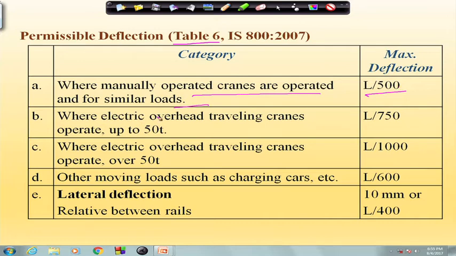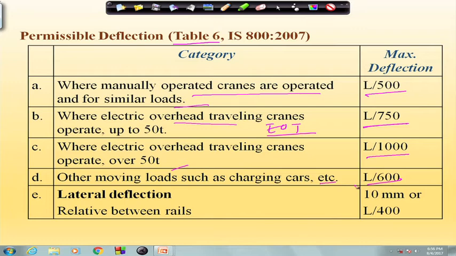Similarly, for electric overhead travelling cranes, which we used to say EOT, up to 50 ton, it is considered as L by 750, and over 50 ton this maximum deflection will be L by 1000. So, when electric overhead travelling cranes operate over 50 ton, then the maximum deflection will be span by 1000, and for other moving loads such as charging cars, etc., the permissible limit is L by 600.